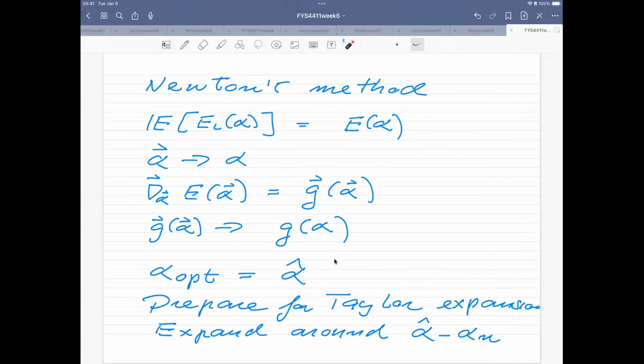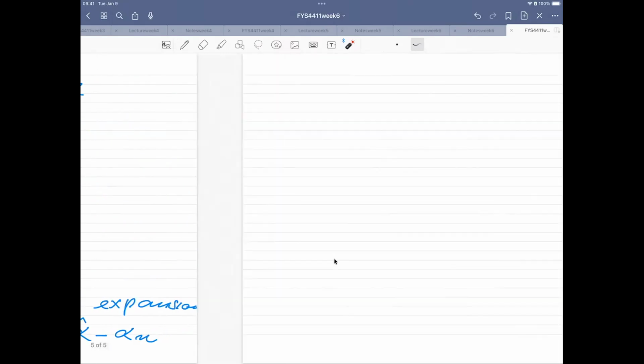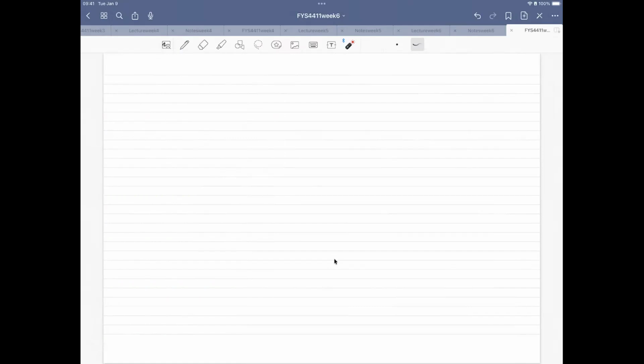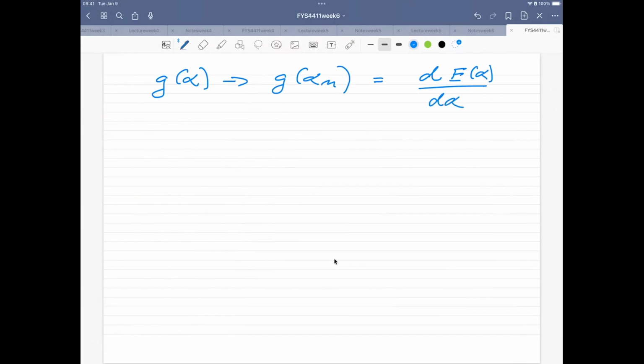So that means for us now that when we are going to look at the gradients, I'm going to replace some of these quantities. I'm going to have a G of alpha, which now is evaluated at a variable alpha n. And this is the same as the derivative of the expectation value of the local energy, and I have skipped the subscript L, with respect to alpha at the value alpha equal to alpha n. So these are just definitions.